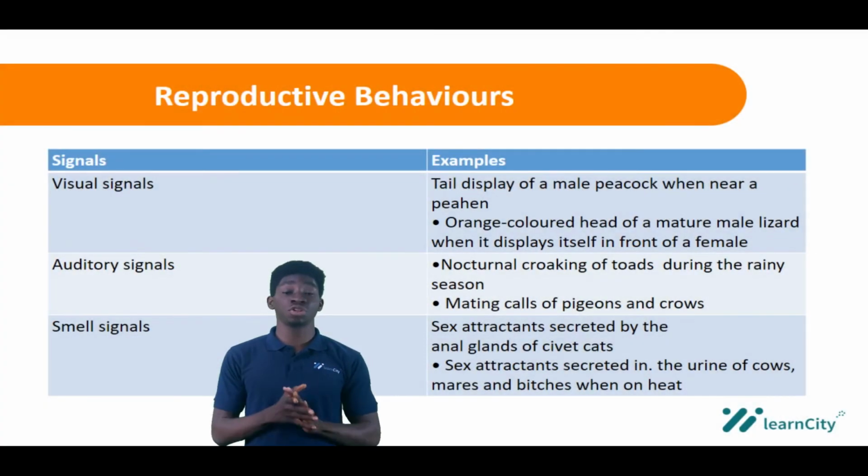Now, we mentioned signals during courtship. We said we have visual signals, auditory signals, and smell signals. Let's talk about some of these signals and their examples. So we have the visual signals.